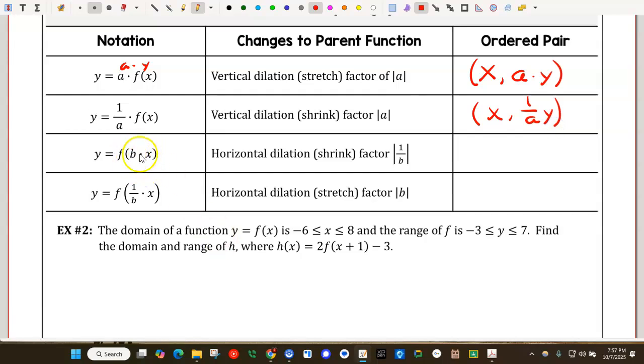Now, what happens if we have the value on the inside? What does that do? Okay, so it's actually the opposite, kind of like before. The plus moved to the left, the minus moved to the right. So when we have just a bx, that's actually going to be 1 over b times our x coordinate, and the y stays the same. Same thing here. If we have 1 over b, a fraction here, that's just going to be a regular b. Whatever number is on the bottom, we're just going to multiply that by x.